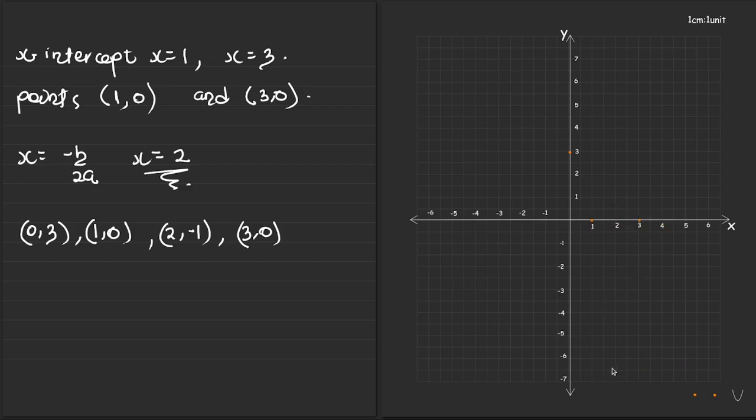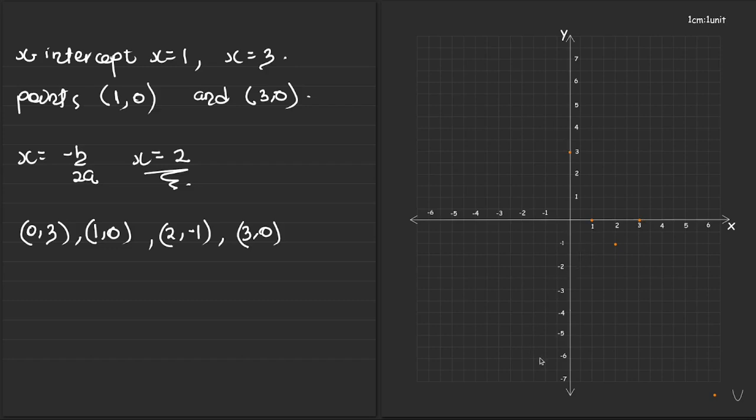Now I need where my minimum value is going to be. And for that, we solved that to be what? (2, -1). That was (2, -1). So (2, -1) is where my minimum value is going to be. So at least I have this point, this point, this point, and then this point. And you have to sketch through it.